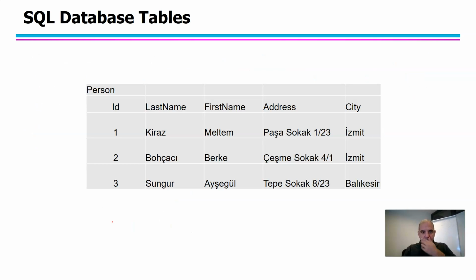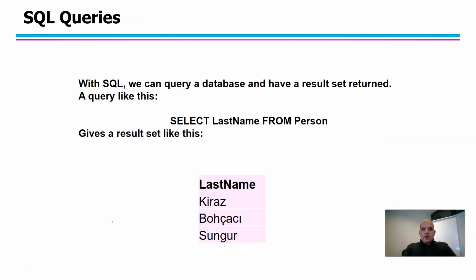As we mentioned before, SQL uses tables just like the ones we have in Word or Excel. Today we will use this simple table for our examples. You can see there are 5 columns and 3 rows, and the name of the table is person. SQL uses commands just like the one you see here. This one is the command: select last name from person.